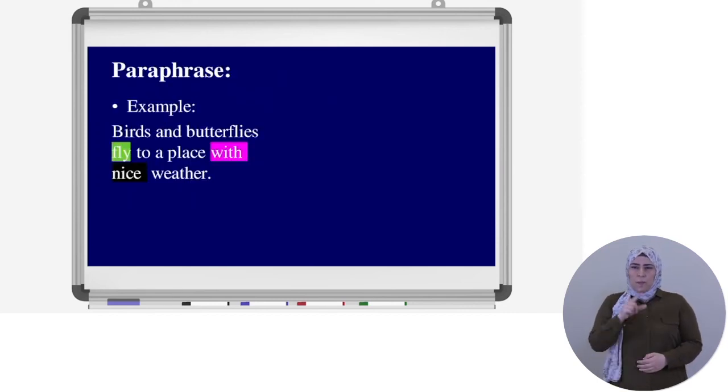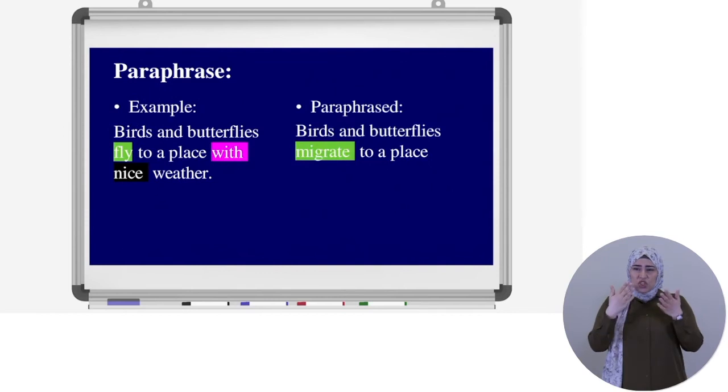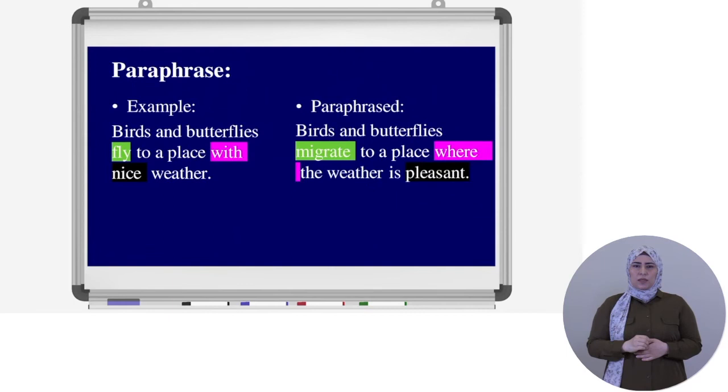Let's take a look at this example before we read the question we have. Birds and butterflies fly to a place with nice weather. What do I call it when animals fly away? Birds and butterflies migrate to a place. And with nice weather, I can say where the weather is pleasant.